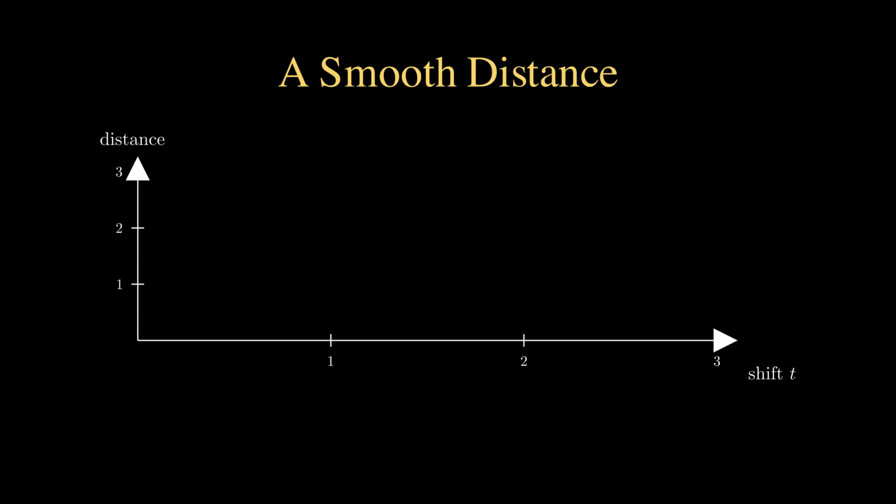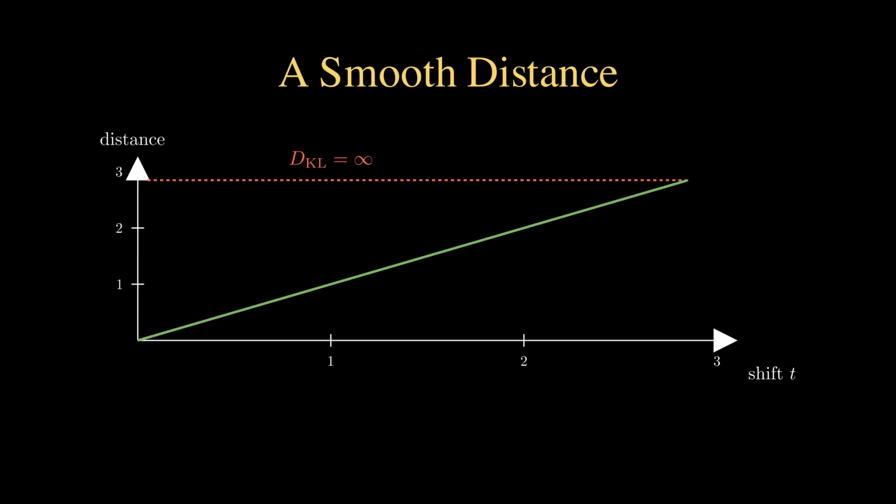Now look back at our two narrow distributions. Slide one of them by a tiny amount, t. KL is either 0 when they perfectly match, or infinity when they don't. There's nothing in between. Wasserstein, on the other hand, returns exactly t, a smooth, finite ramp. So you get a useful gradient even when the distributions don't overlap. That's why GAN training switched to it.